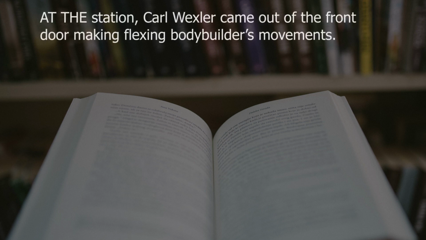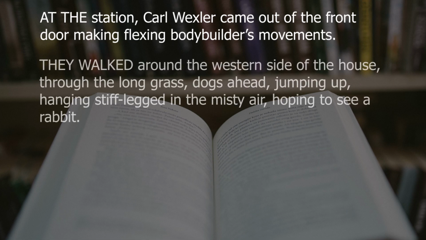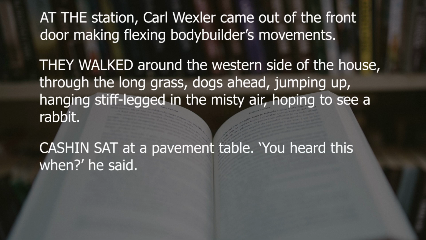At the station, Carl Wexler came out of the front door, making flexing bodybuilders movements. They walked around the western side of the house, through the long grass, dogs ahead, jumping up, hanging stiff-legged in the misty air, hoping to see a rabbit. Cashin sat at a pavement table.